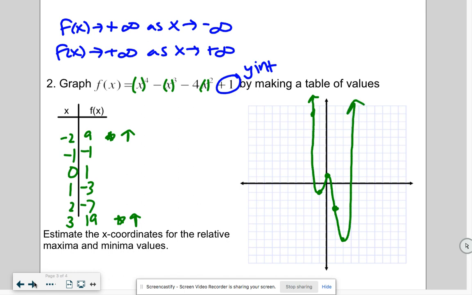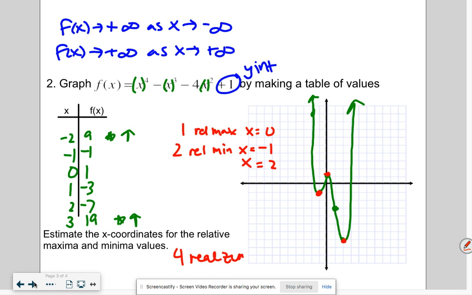So we do have both ends going up like it should, and we notice we have a turning point here, here, and here. So we can have multiple maximum points and minimum points, so that's okay. So I'll just list them over here. We have 1 relative max at x equals 0, and we have 2 relative minimums at x equals negative 1 and x equals 2. And then look, we have 4 real zeros. 1, 2, 3, 4. Yeah, 4 real zeros.